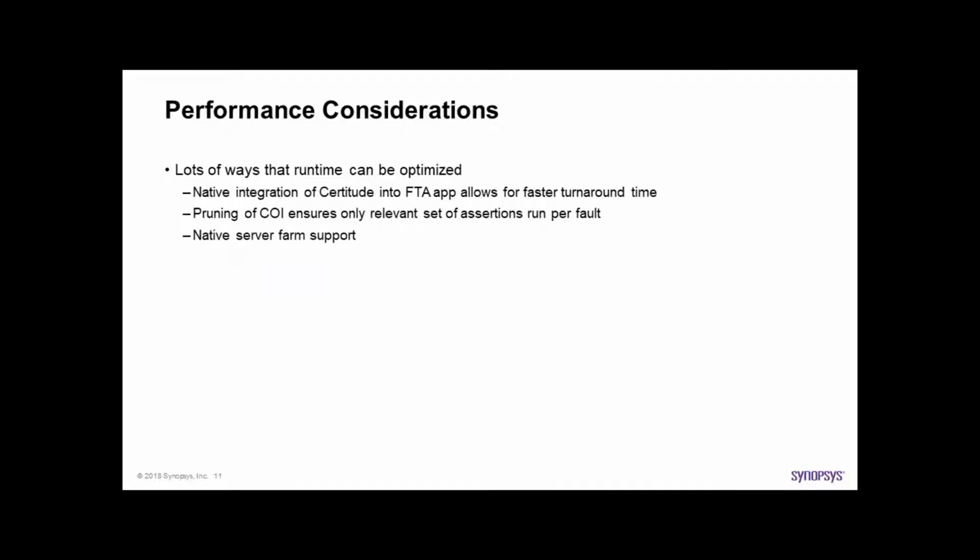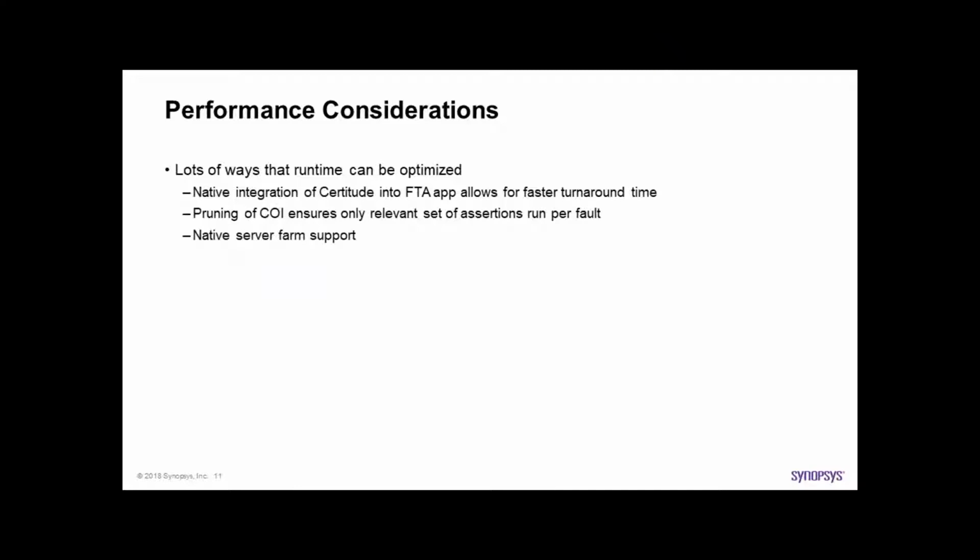We can also do pruning of the cone of influence. So what do I mean when I say that? Well, if I inject a fault into the design, is there any point in me running all of the assertions if I can tell you structurally that this fault isn't going to affect the result of 80% of them? And the answer to that question is obviously no.